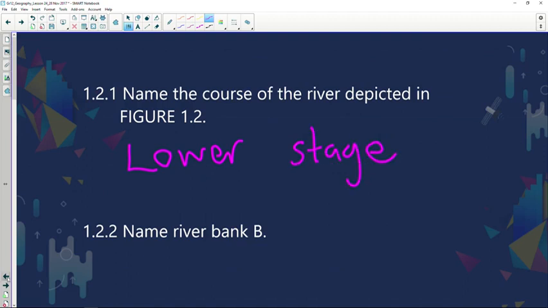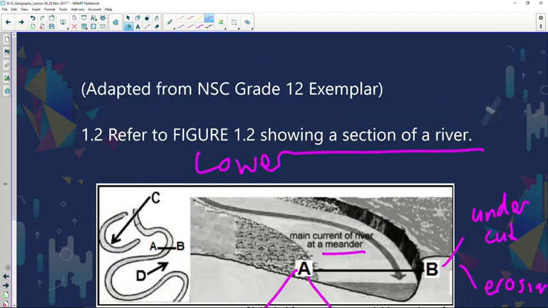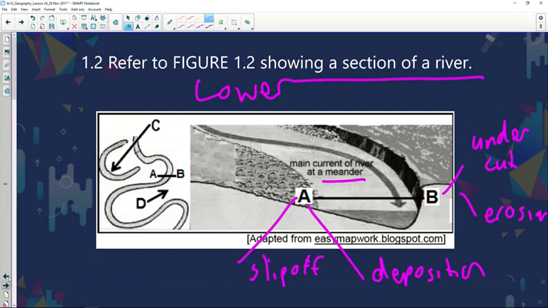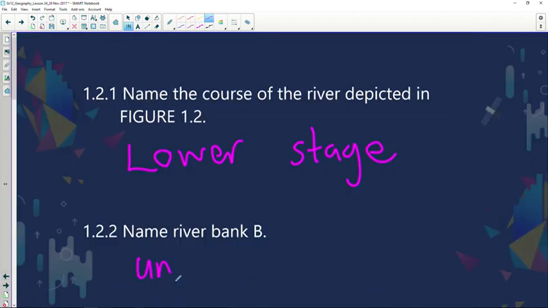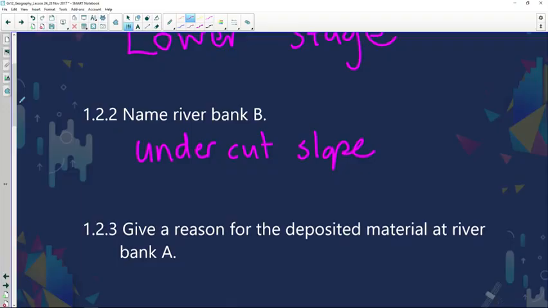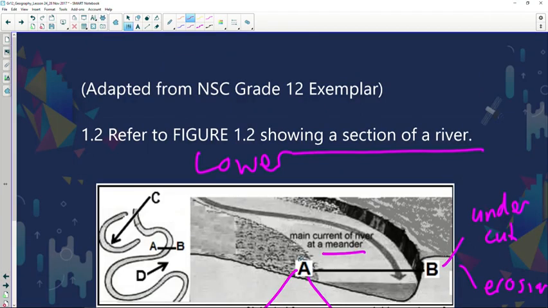Name the riverbank B. If we quickly go and have a look, there's riverbank B, and that is known as the undercut slope. Okay, let's look at question 1.2.3. Give a reason for the deposited material at bank A. Now, if you look at bank A, you can see the deposited material on the inside bend. And the reason for it is because it's in a lower course of the river.